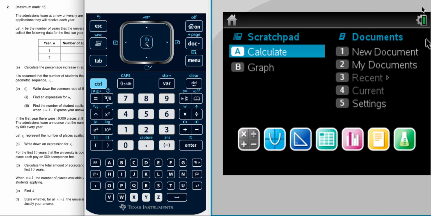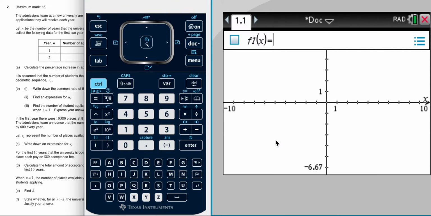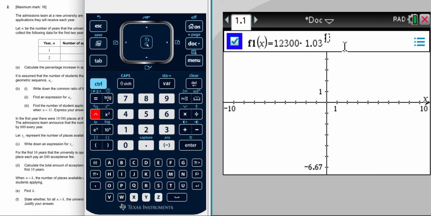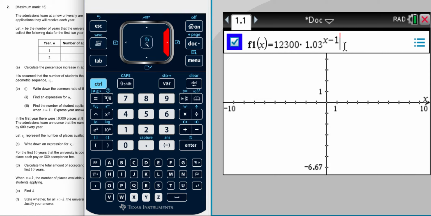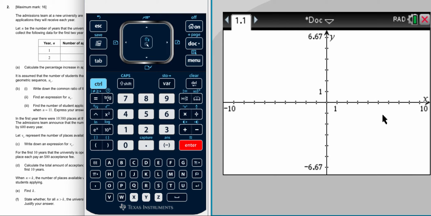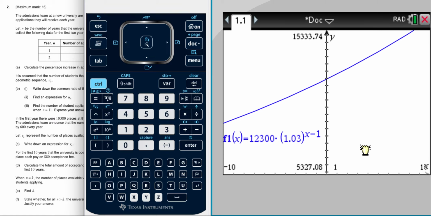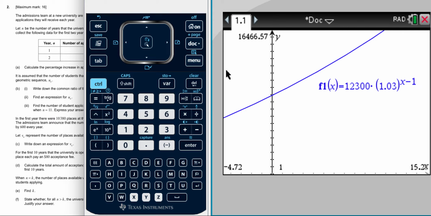So if I then go to my GDC and open up the graphing software, I could plot both of these. The only thing is I need to remember that when I'm plotting them, I need to write it in terms of x, so x to the power of n minus 1, so it's to the power of x minus 1, and then that will plot the original graph for me. Now I'm going to need to zoom out significantly so that I can see what the graph might look like. Okay, so we can start to see a little bit here.